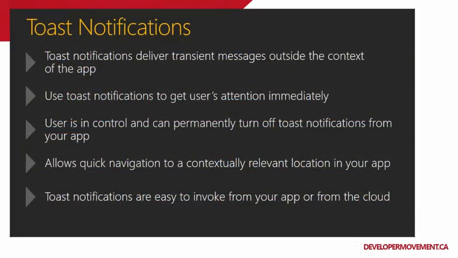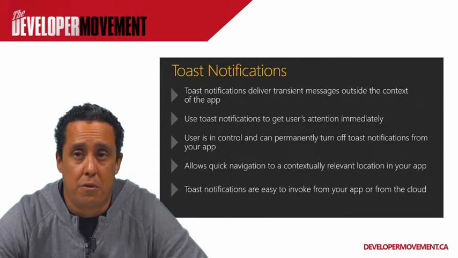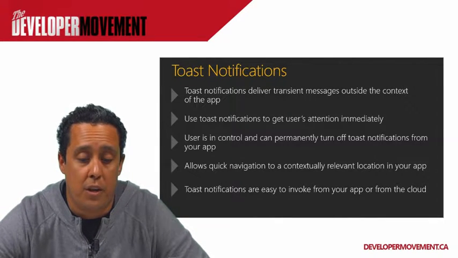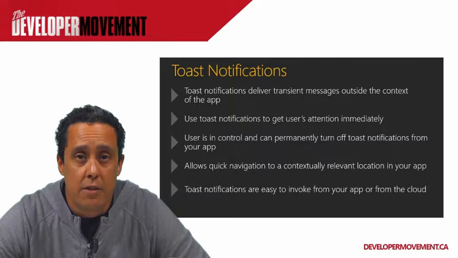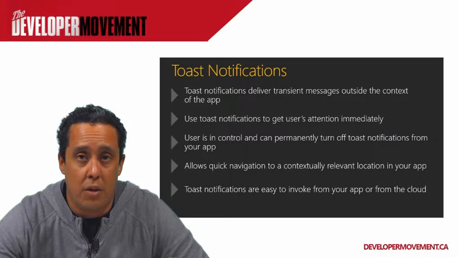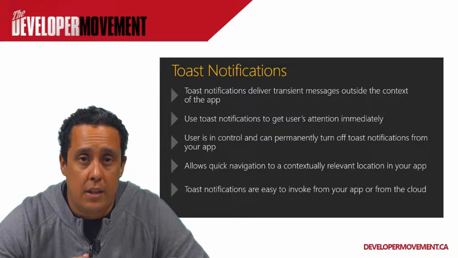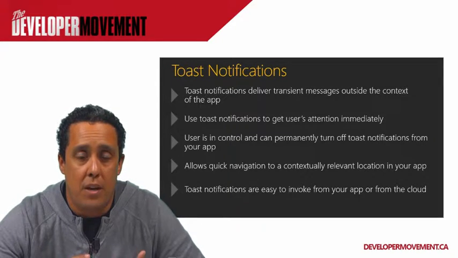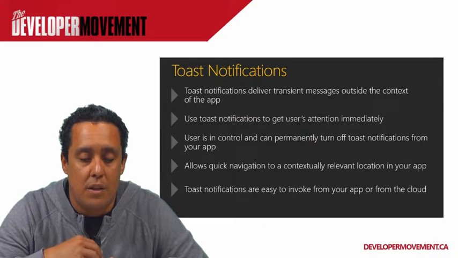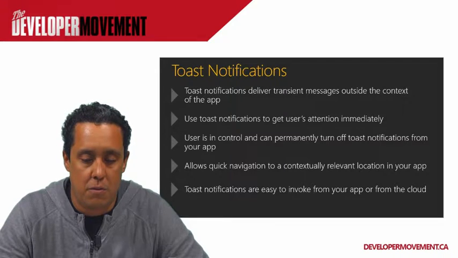Toast notifications are another way to deliver messages to your users. Toast notifications and tiles will run while your application is not running. So it's a great way to keep your users engaged with your application. Toast notification will pop up on the top right corner of the screen. It'll show your app icon, and if the user clicks on it, it will navigate to a relevant page dependent on what type of Toast notification you show. So you can set all those attributes in there.